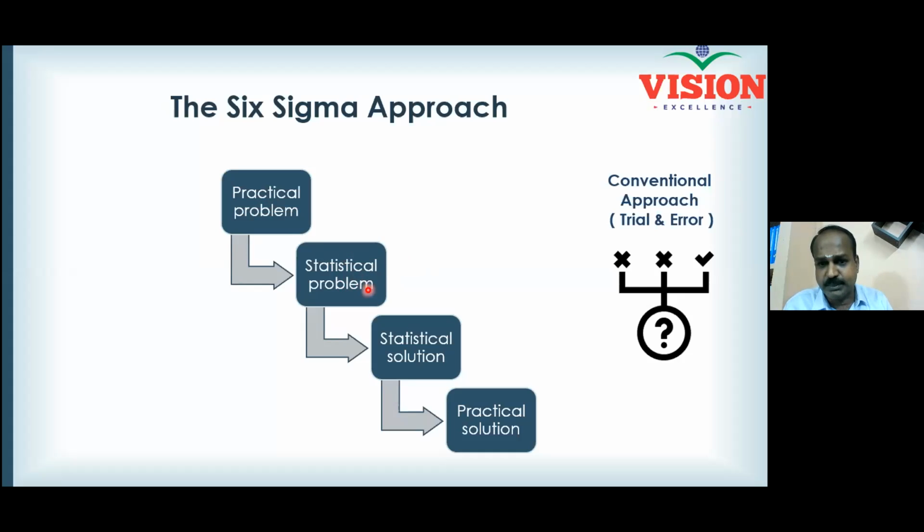And for a statistical problem, a statistical solution exists. What is the statistical solution? Reduce standard deviation. Ensure your process is centered on the target. But how will you reduce? How will you ensure? You have to work in real time, right? We have to work as a team to ensure our standard deviation comes down. And that is called the practical solution.